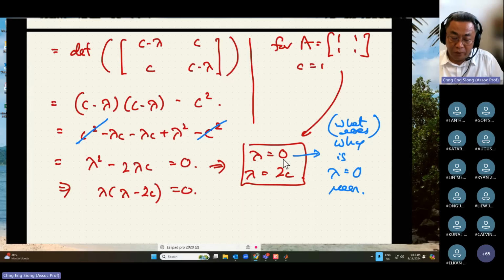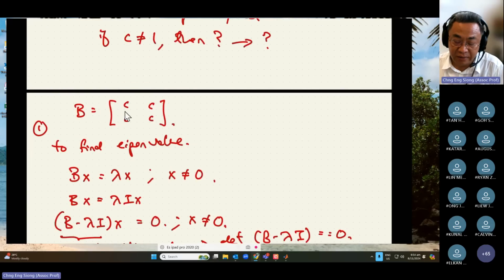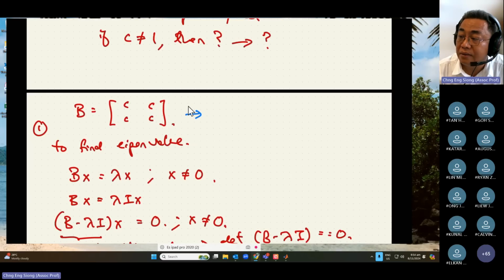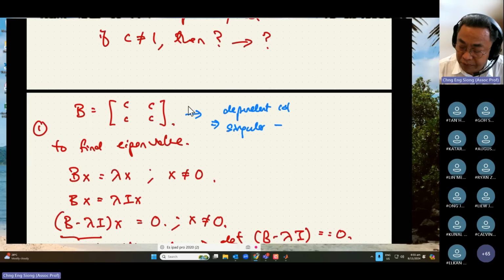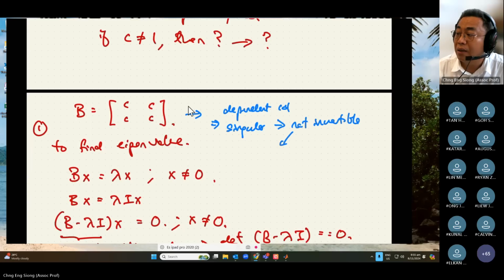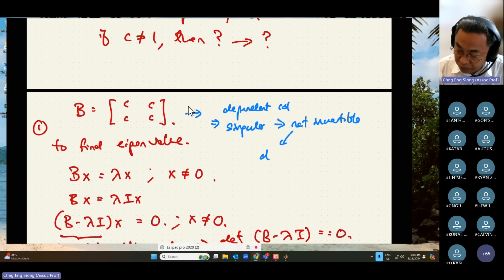Anybody? Look at this matrix. C, C, C, C. What kind of matrix is this? Yes, it has dependent columns. And what does dependent columns mean? It implies singular. Singular means not invertible. Not invertible has many reasons. One of the reasons we find today is what? The determinant is zero, yes, of course.